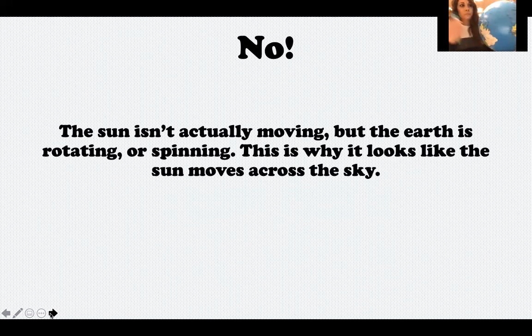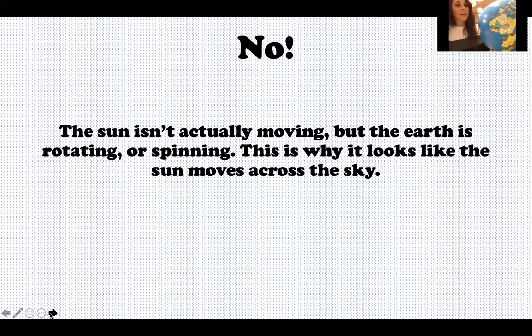And here's our sun shining on us, okay? So since the sun is shining on us right here, this would be daytime, right? But remember, the earth is rotating or spinning. So now the star is over here. So we are facing away from the sun. That would be nighttime. Okay, so that's what we talked about last week.